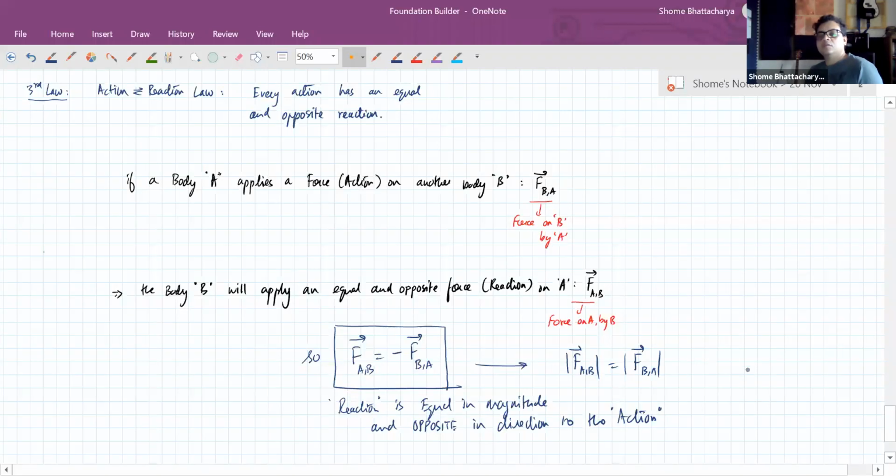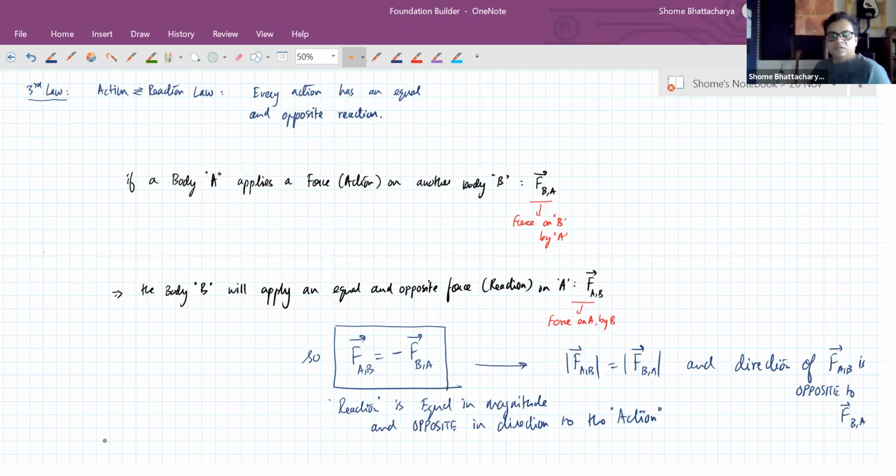And the direction of F_AB is opposite to the force on B by A. So this is a more technical way of expressing Newton's third law. That if a body A is applying some force on B, then by definition B must apply an equal and opposite force on A. This is just a universal truth about all types of forces.